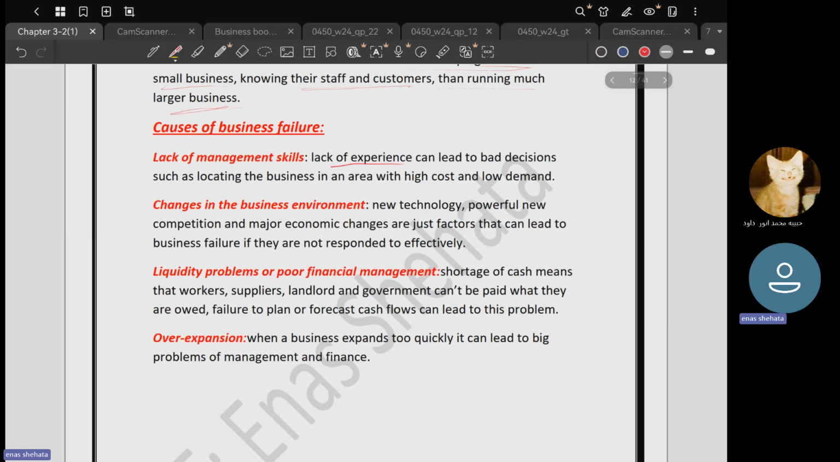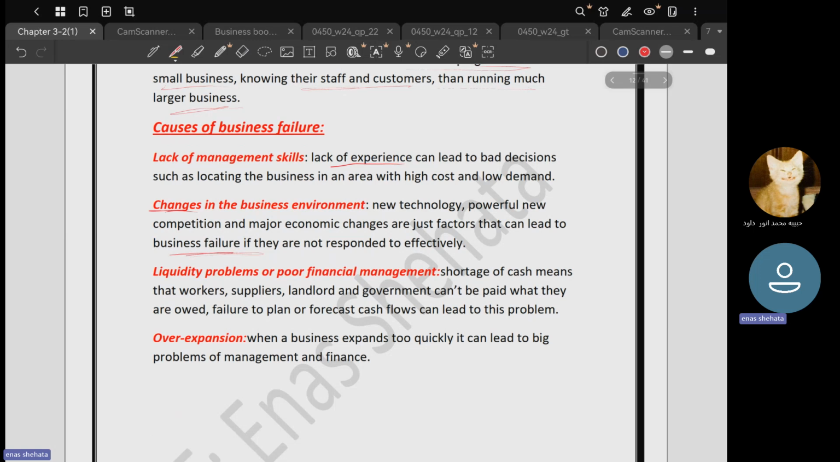Change in the business environment: new technology, a powerful new competitor entering the market, or some economic change happening in the market. So you must respond to this change. If you don't respond to this change effectively, your business will fail. For example, we used to work with the normal PC, then something called the laptop came out. If I insisted on the normal PC, would I be successful? No, of course, I will fail. Why? Because I didn't adopt the new change or new technology that happened in the market.